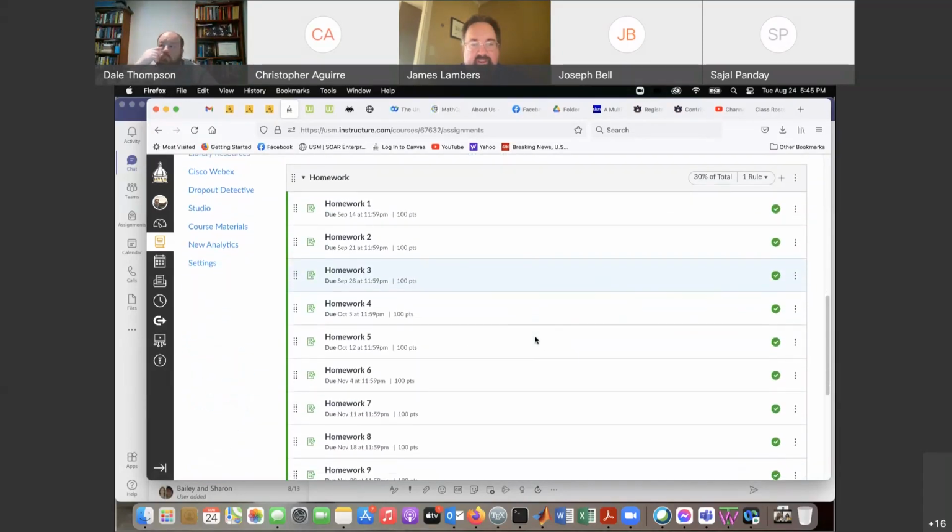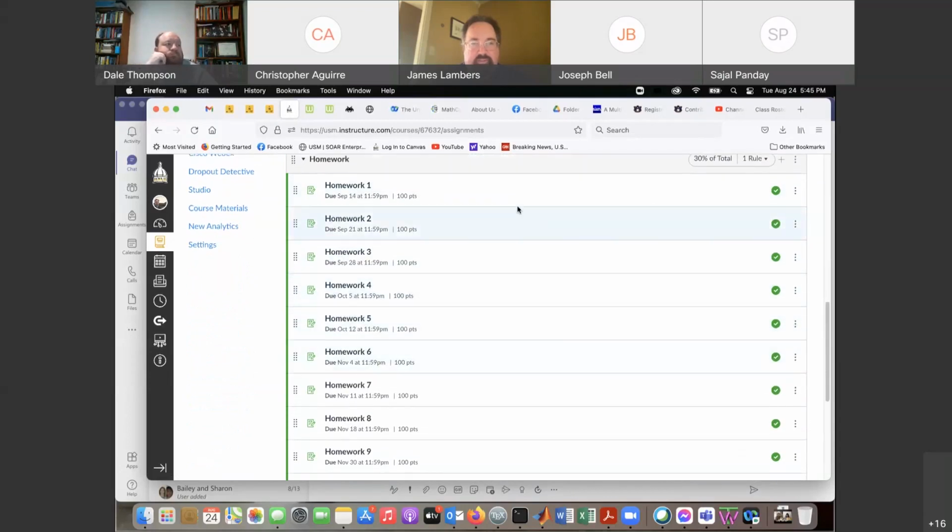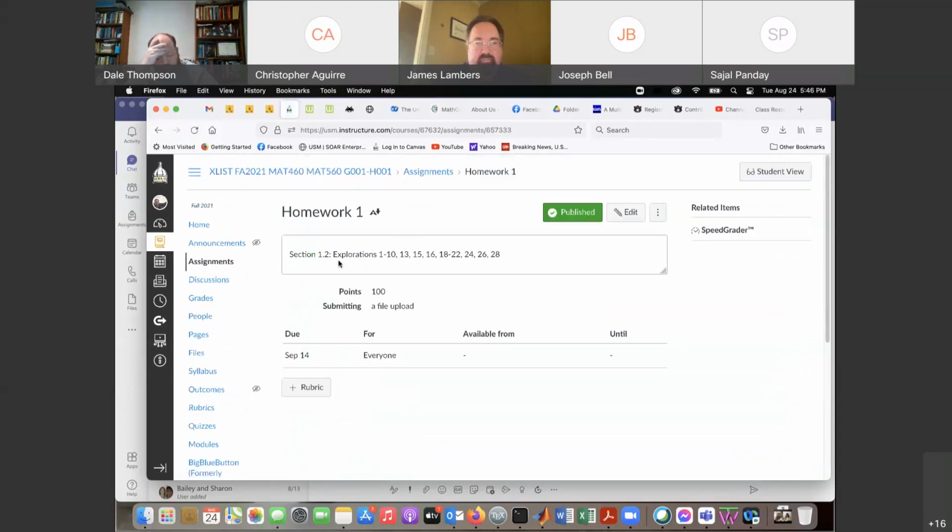Okay. So here we have the homework assignments, and these will generally be due roughly 1 week after the corresponding topic is covered in class. These are problems referred to as explorations that are taken from the textbook. So for example, if I look at homework 1, section 1.2, problems are labeled in the book as explorations. So you can get the list here.